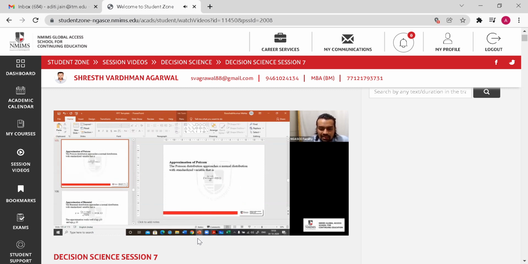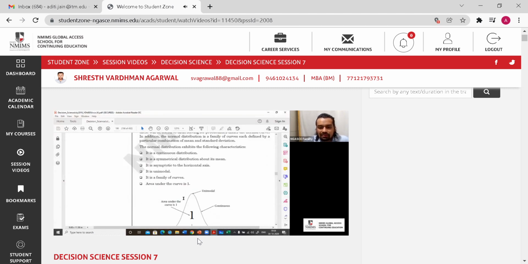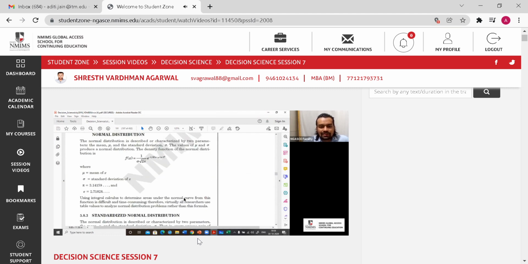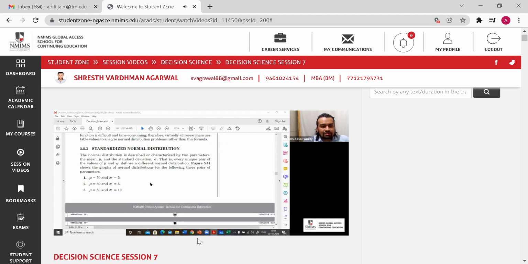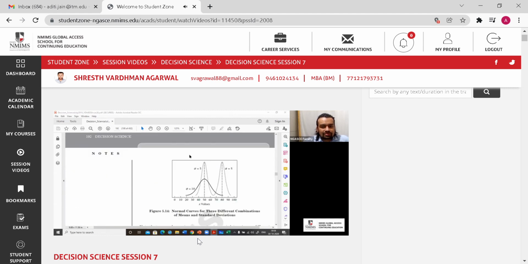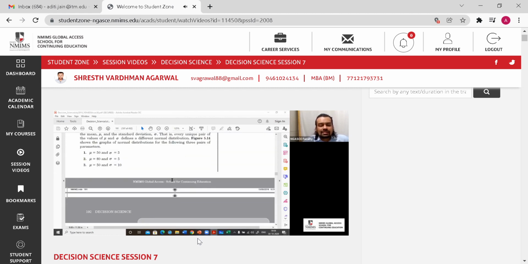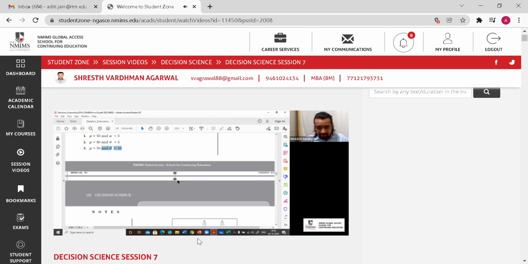Now let me discuss what kind of problems are given in the book as far as normality is concerned. Here they have tried to exemplify that. Just observe, in a particular data, let's say the average value is 50 and standard deviation is 5. The second case is average value 80, standard deviation 5. In the third case, average value is 50 and standard deviation is 10.